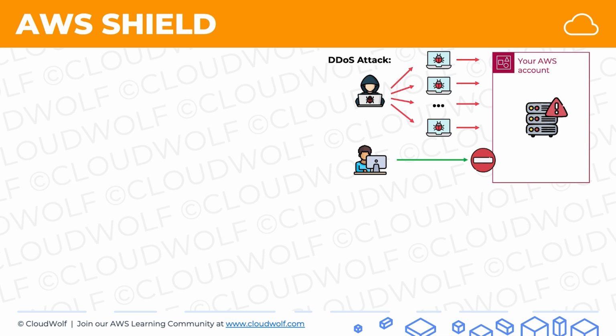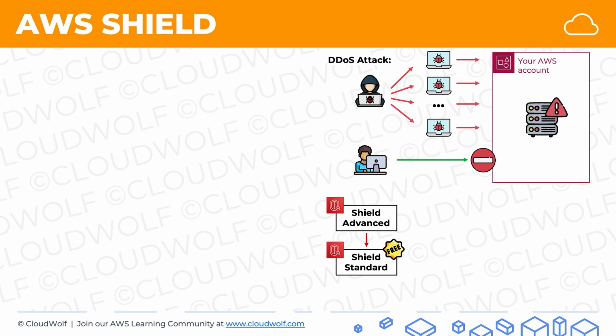So in order to combat this, AWS has AWS Shield. There are two options: AWS Shield Standard, which is free and automatically enabled for all accounts. So remember this for the exam. AWS Shield Standard is enabled by default for all accounts and protects from some level of DDoS attacks, such as UDP floods, reflection attacks, and others.